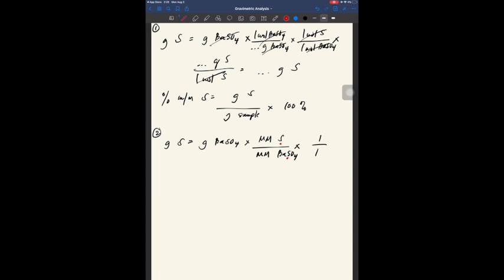So altogether, we can write this formula like this. Percent sulfur is equal to mass of your barium sulfate precipitate multiplied by the molar mass of sulfur over molar mass of barium sulfate, times the mole ratio, over the mass of your sample, times 100%. So this one is the consolidated formula to calculate the percent by mass sulfur in your sample.